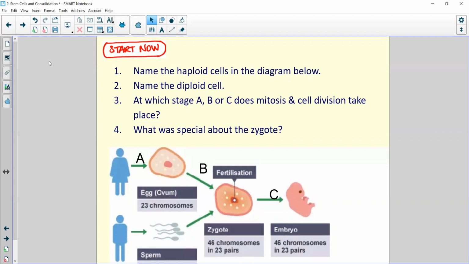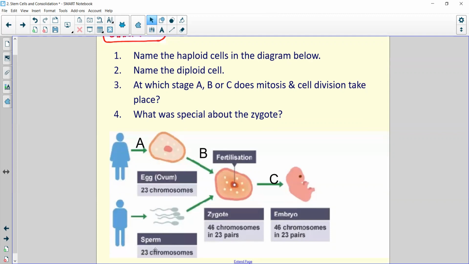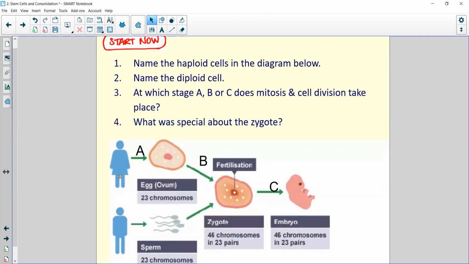So number 1, you're to name the haploid cells in the diagram below. So the haploid cells are the egg and sperm. These have only got the 23 chromosomes, one set of chromosomes, which makes them haploid. Number 2, you have to name the diploid cell. So the diploid cell here is the zygote, which has the 2 sets of 23, giving us 46 chromosomes.